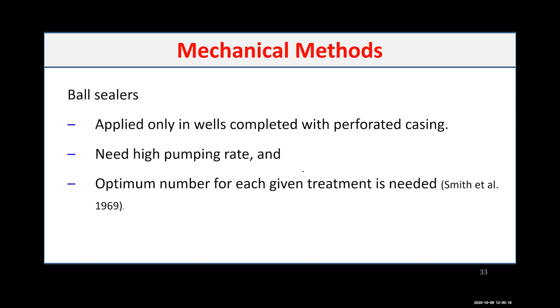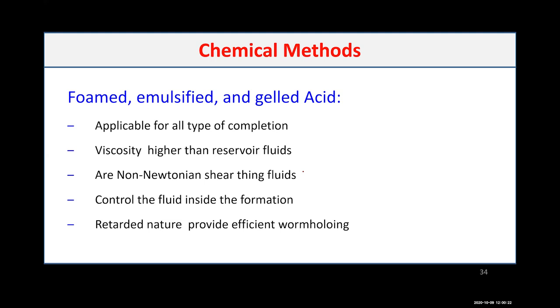Therefore, we like to use a chemical method for acid placement. First, the chemical method will work on all completion types, so it doesn't limit you to any completion. The way that all these chemical methods work is the viscosity. What you do is increase the viscosity of the acid more than any fluid in the reservoir. So it helps you have good sweep efficiency and a good distribution.